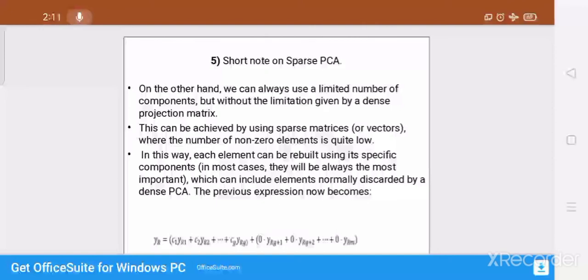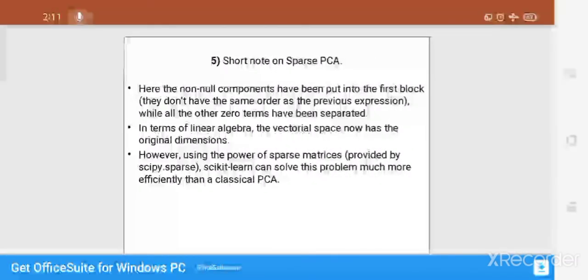So, using dense PCA, the non-null components have been put into the first block, while all the other zero terms have been separated, as we discussed right now. In terms of linear algebra, the vector space now has the original dimension. However, using the power of sparse matrices provided by scipy.sparse, the Python library which provides sparse matrices, we can solve this problem much more efficiently than the classical PCA.